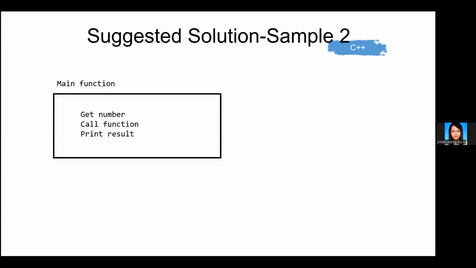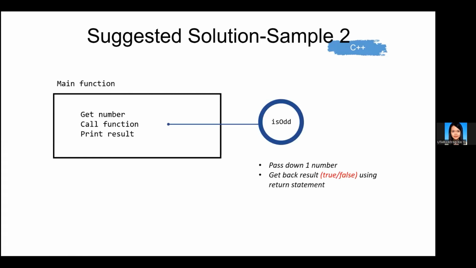And then after that, we will call the function. This is a function, or I will just name it as isOdd. This is used to check whether the number is an odd number or not. Okay, so I will just focus on passing down one value keyed in by the user, right? So I will just pass down one number. And then after that, will the function return any result to us?